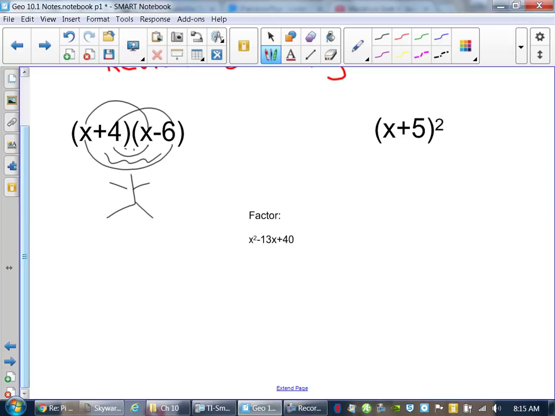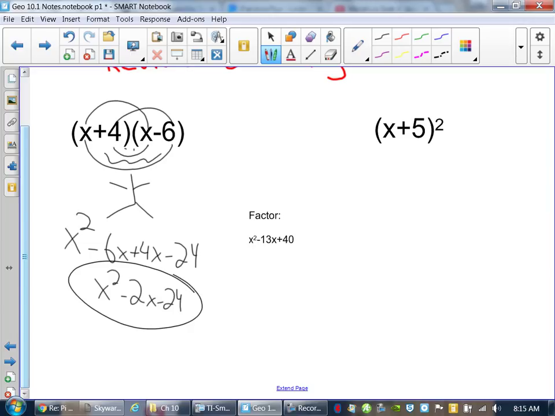All right, so you FOIL that out, you get x squared minus 6x plus 4x minus 24. Combine your like terms, you wind up with x squared minus 2x minus 24. The reason I bring that up is because there will be times that we will distribute. You're going to get to quadratics. You have to remember how to go backwards and forwards.